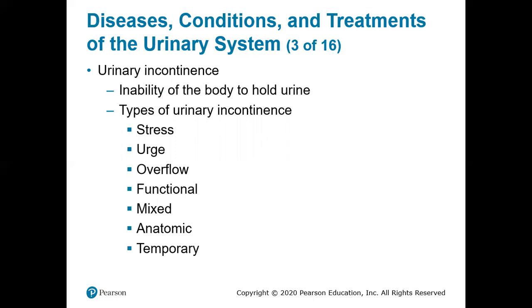Functional incontinence occurs when a person is not able to get to the toilet in time because of mobility limitations. Functional incontinence is the most common form of incontinence in older patients. On page 528, mixed incontinence: when a person has more than one form of incontinence, which may or may not be related. Anatomic incontinence occurs when a person has a physical abnormality, and temporary incontinence may be due to urinary infection or severe constipation, or occur as a side effect of certain medications.